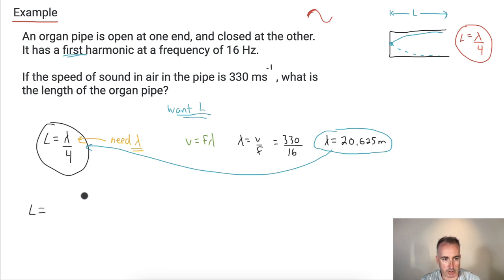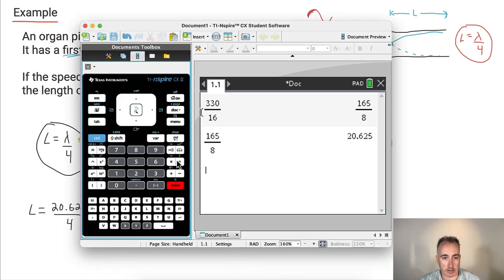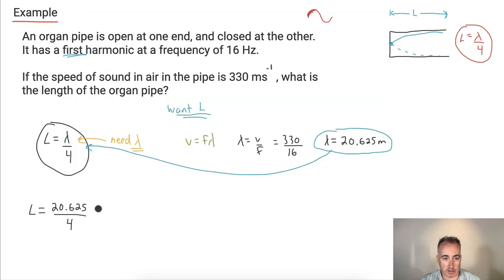It's going to be equal to this number, 20.625, and what am I going to do? Divide that by 4. So if I do that on my calculator, answer divided by 4, I get 5.15625. If I want to do this, then what does that really mean? I'm allowed two significant figures, so L is approximately equal to 5.2 meters. That'll be the length of this organ pipe, which is fairly big, but it should make sense because this is a very low frequency sound.